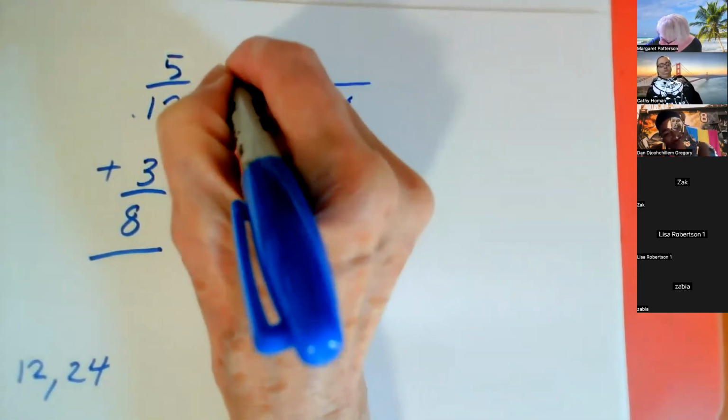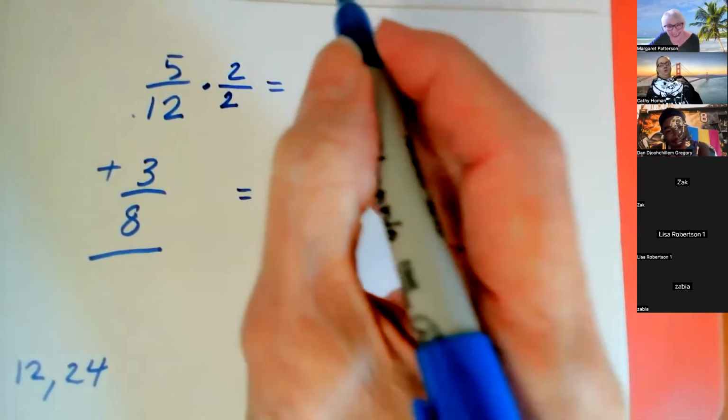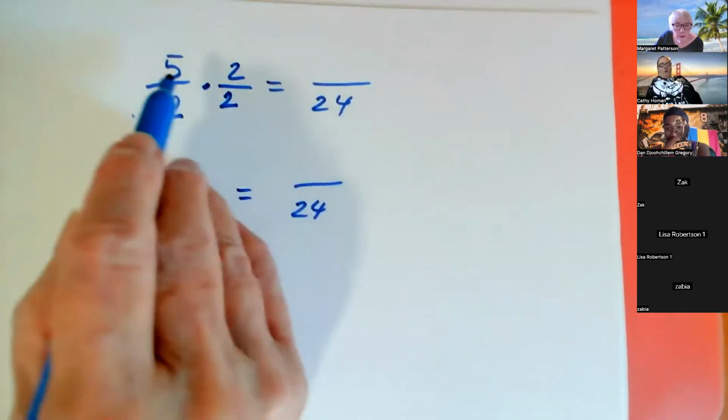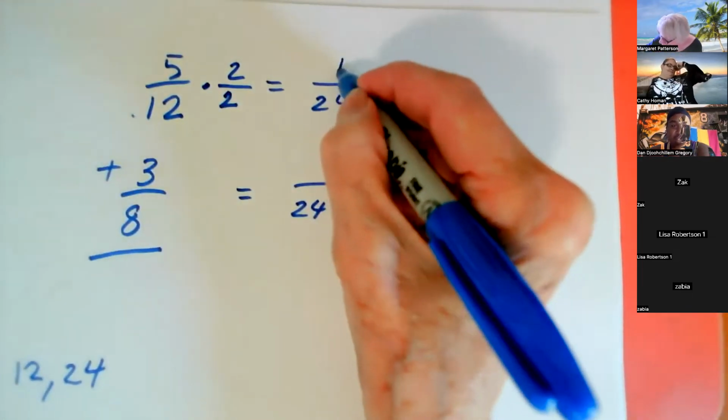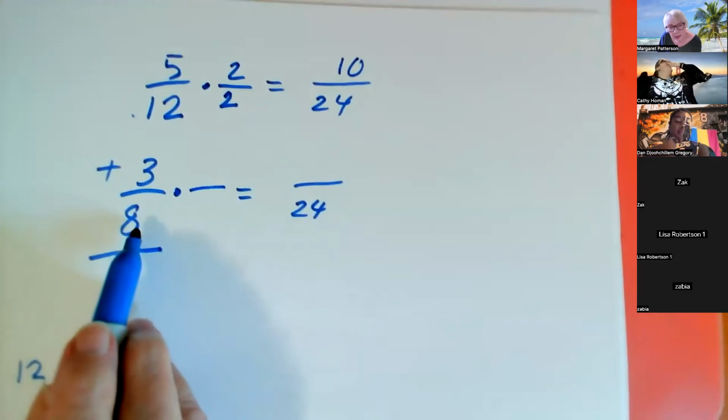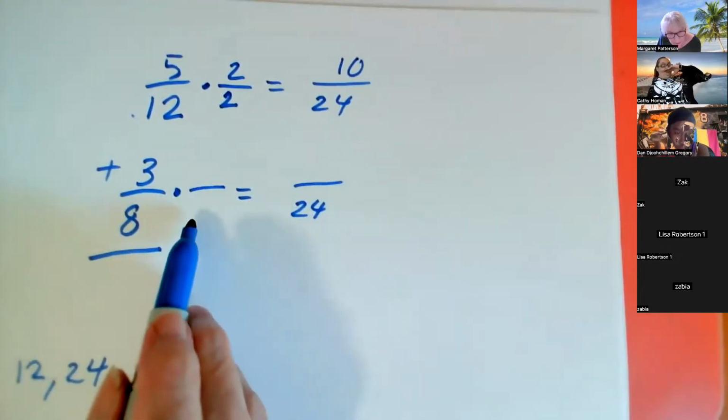Me neither. I don't like a fuss if we don't need it. 12 times 2 is 24. 5 times 2 is 10. That one's good. And I like this structure because then if you make a mistake, you can see it. It's right in your face.